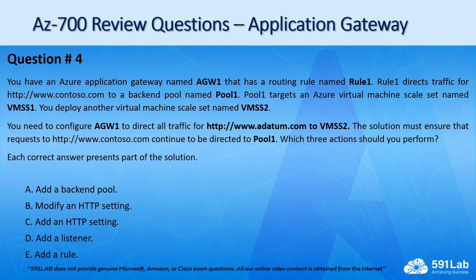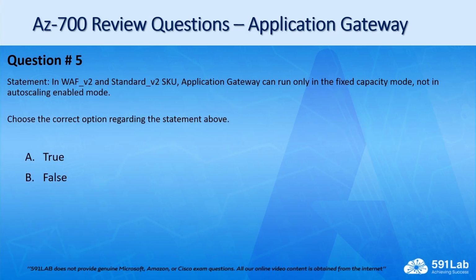Why? Because we would like to listen to adatem.com on a different listener, because contoso.com must be used by the other listeners. So we need a listener as well. Out of these 5 options, we need a backend pool, we need a listener, and we need a rule. Let's see. Yes, these are the 3 answers and these are the correct answers. Now let's move to the next question.